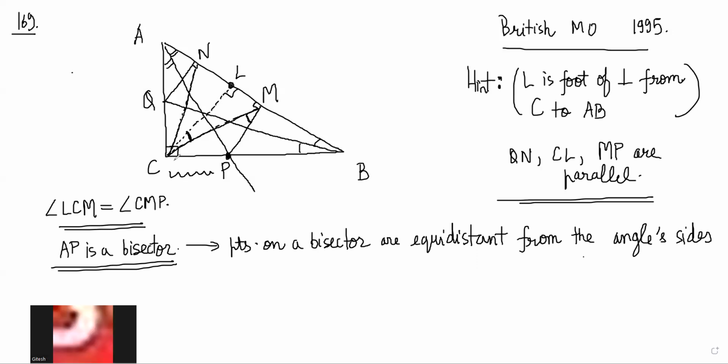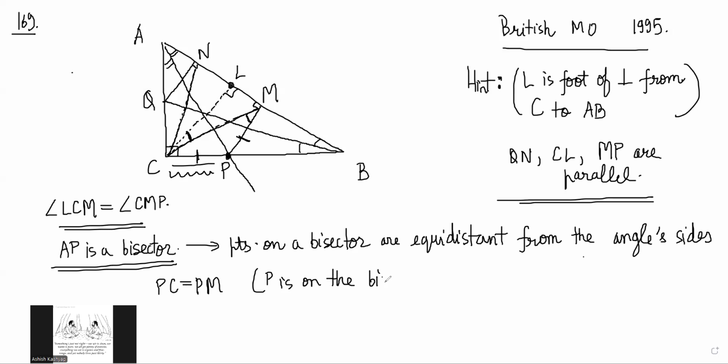Yes, sir. And what is PM? PM was also perpendicular to line AB. Okay. So those are the two lengths that have to be equal now, right? Yes. PC is equal to PM because P is on the angle bisector. So as soon as PC became equal to PM, what we got is this triangle PCM is isosceles. And that means this angle is also equal to this angle.